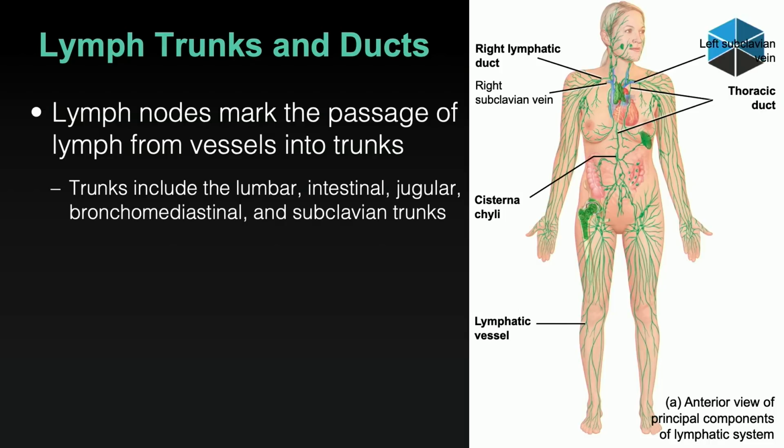I'm not spending a lot of time detailing where each of these go. The names are actually indicative of what portions of the body they drain. For instance, the jugular trunk will drain all of the lymph from the head. The intestinal trunk will drain all of the lymph from the intestines, so on and so forth. The bronchomediastinal, which is not as obvious, drains lymph from the chest, heart, thorax, and the central portion of the body, the torso.